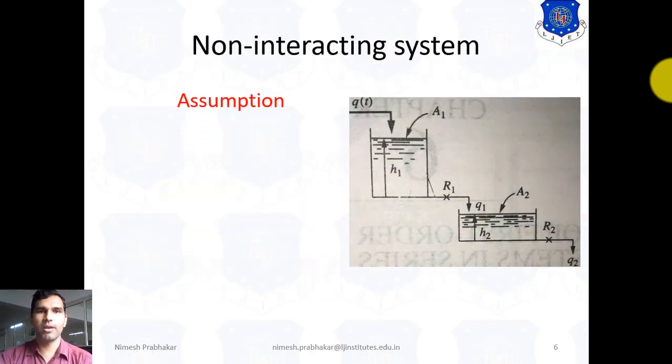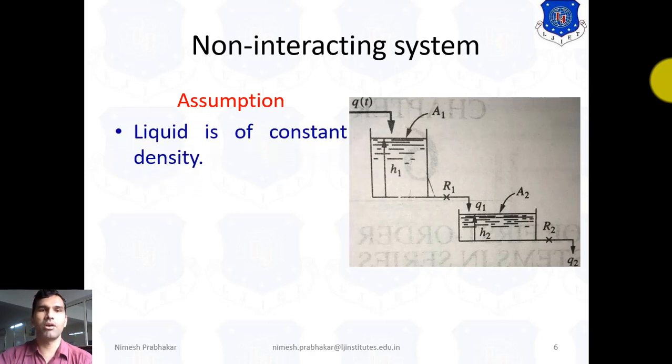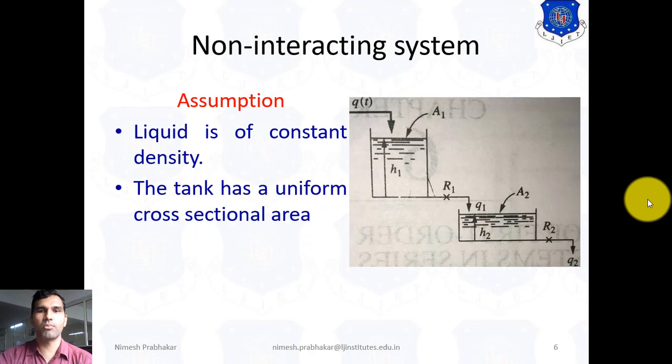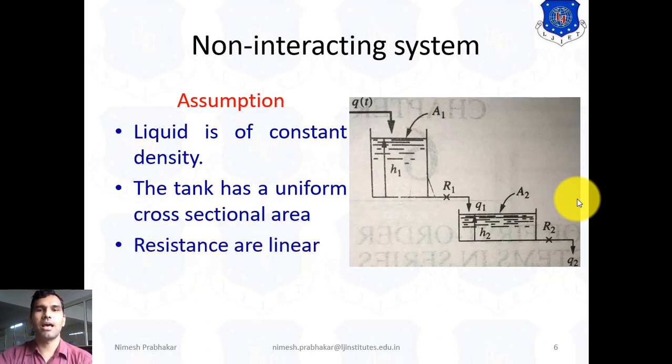First, we take some assumptions. The first assumption is that the liquid is of constant density. That means the liquid density throughout tank 1 and tank 2 is constant, and the tanks have uniform cross-section area. That means tank 1 and tank 2 have uniform cross-section area, and the resistances are linear. That means they act with linear behavior; R1 and R2 are linear resistances. So these are our assumptions.